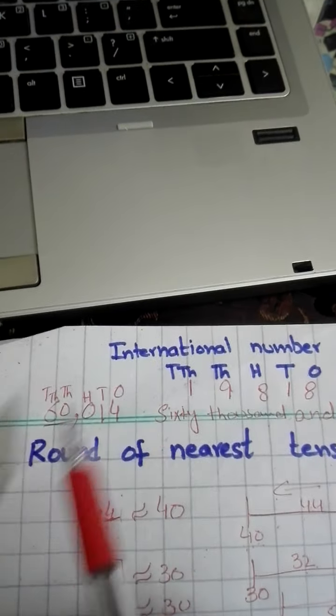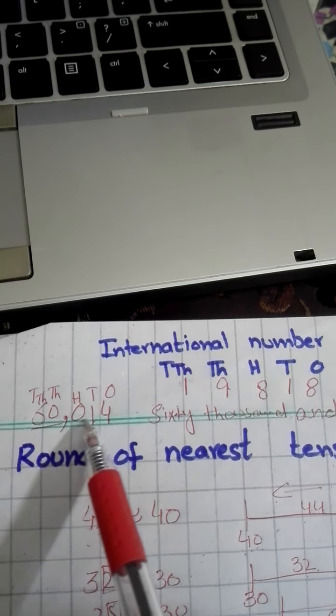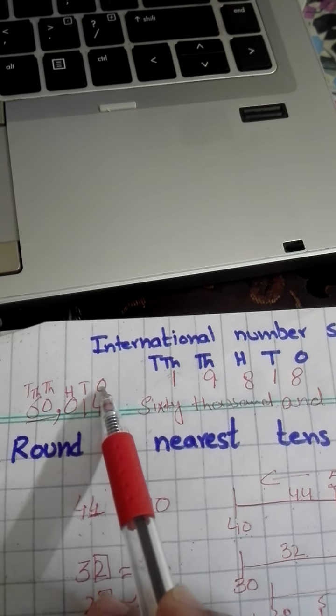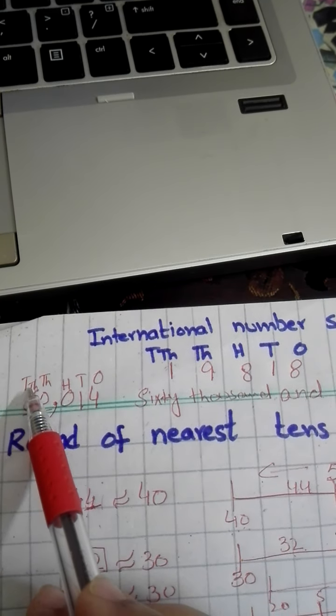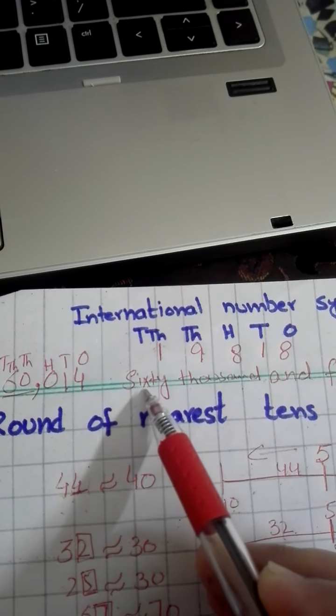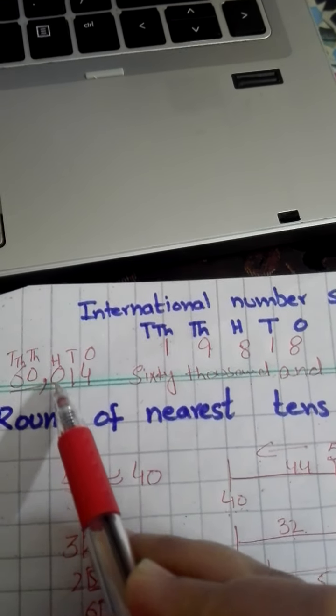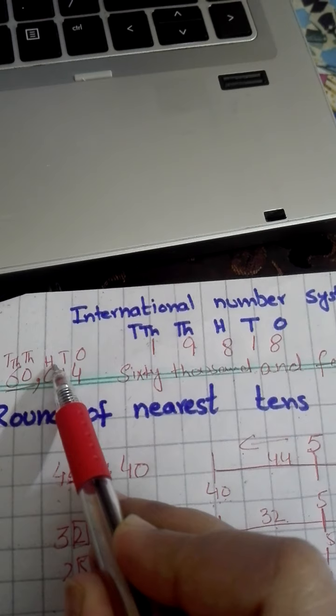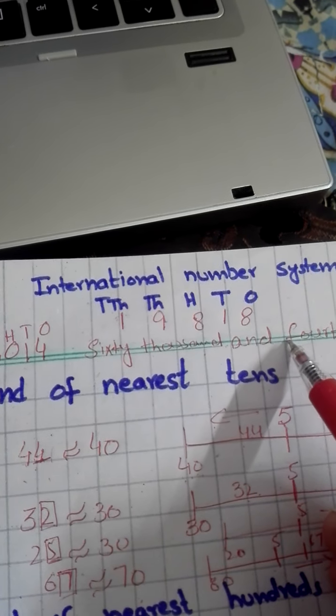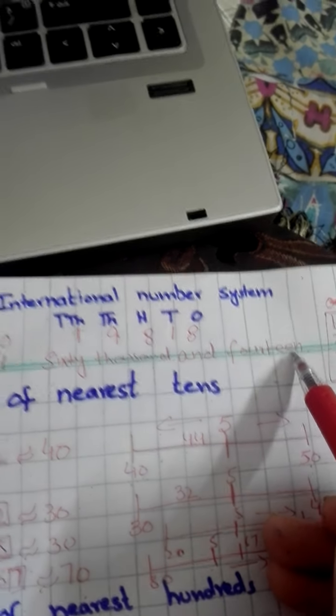Question number 2, write in words. Words mean write in spellings. Now we put the value here: 60,014. Now we put the International Number System in it. Now we write in spelling: 60,000. There is no value on the hundreds place, so we didn't mention it, and 14. In this way we can do this question.